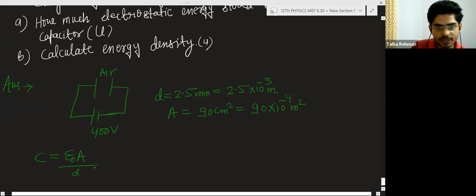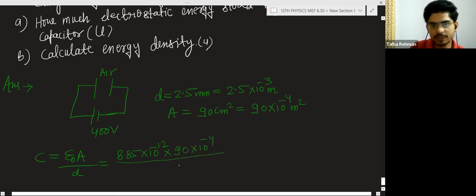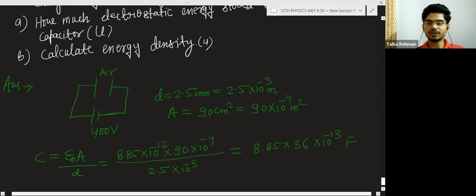Epsilon naught A by D. Put the value of epsilon naught, 8.85 into 10 to the power minus 12, into area 90 into 10 to the power minus 4, divided by D, that is 2.5 into 10 to the power minus 3, and you will get the answer 8.85 into 36 into 10 to the power minus 13 Farad. So you can calculate this by yourself.